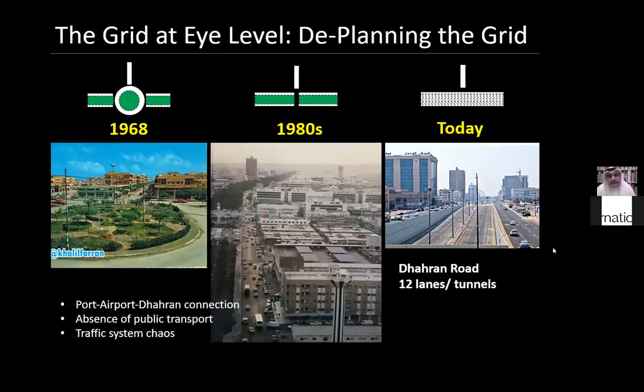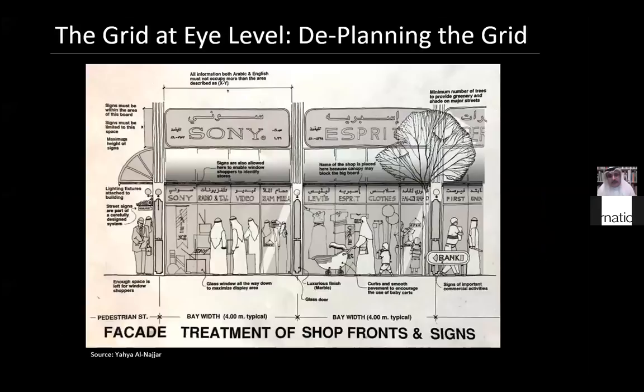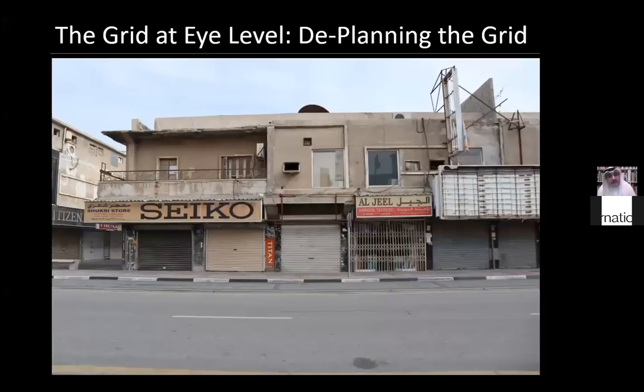And on King Khalid Street, cars just come, breeze through the tunnel and go all the way to Dahran, and even the entire grid of Khobar is not noticed. There were early attempts to redesign the street through signage and street furniture and natural elements like trees and vegetation. But right now, this is a fairly early picture. This building was one of the major business addresses on King Khalid Street, and it's in a complete dire condition right now.